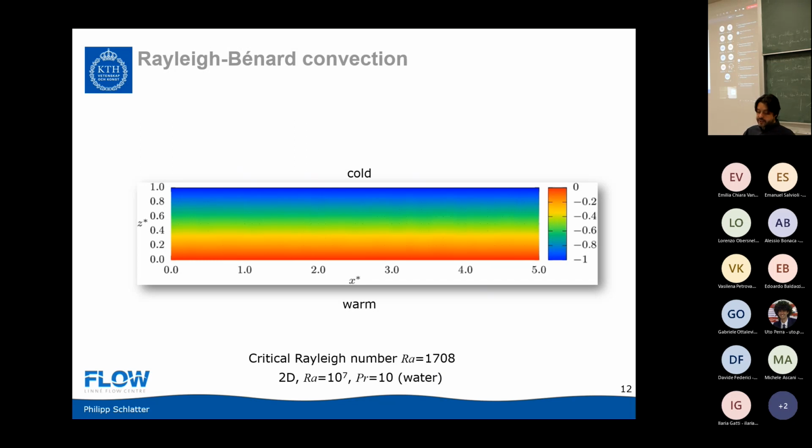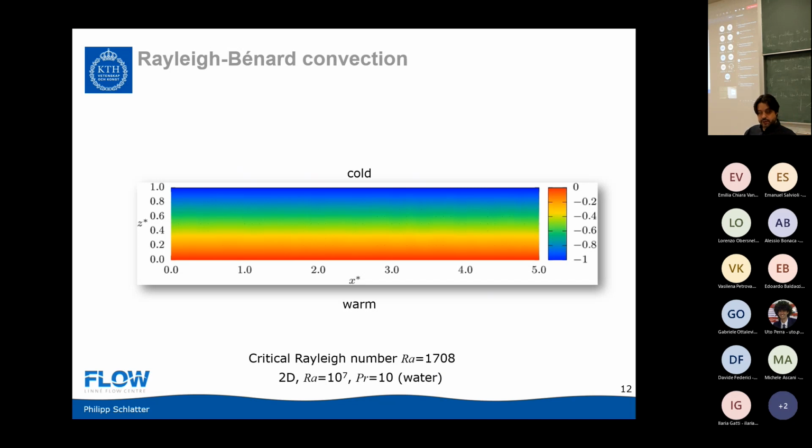Okay, the last example of a classical case where transition or stability is relevant is this flow case, which is called the Rayleigh-Benard convection. I guess you've also heard about that before. The idea is you have a channel where you have a hot wall and a cold wall. The hot wall is at the bottom, the cold wall is on top. So that means that the fluid is warmed up at the bottom.